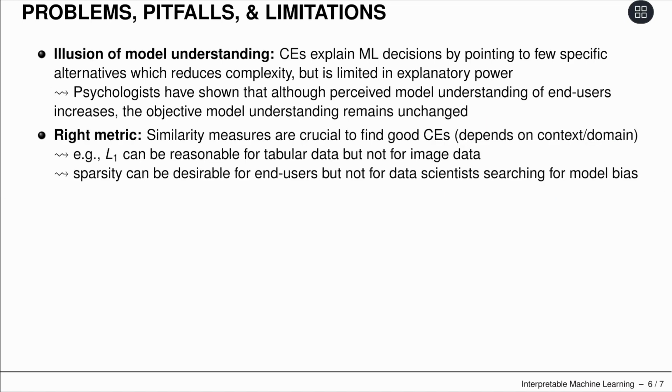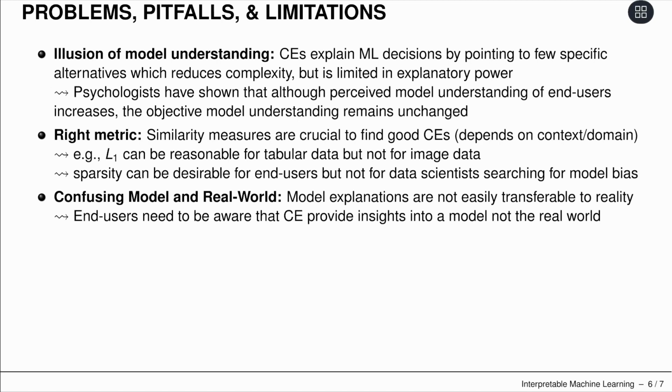Also, we talked about similarity measures already. For example, we could use these L1 metrics, which is somehow reasonable for tabular data, right? That makes sense, but for image data, we'd like to use something else maybe. Also saying, yeah, let's go for sparsity can be maybe nice for your end users. Because if it has to be actionable, right, you don't have to take too many of these features into account. But from the view of someone developing your model, so the data scientist working with that, if it's too sparse, maybe we're missing model bias.